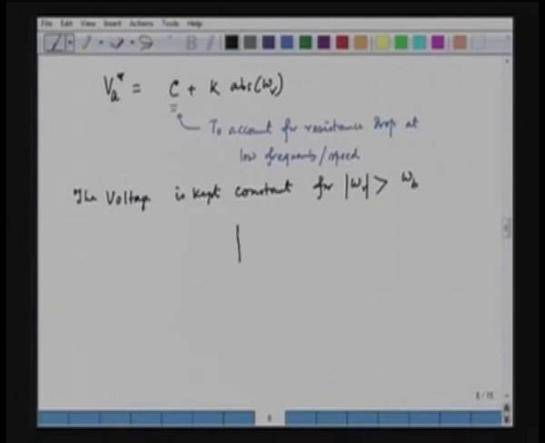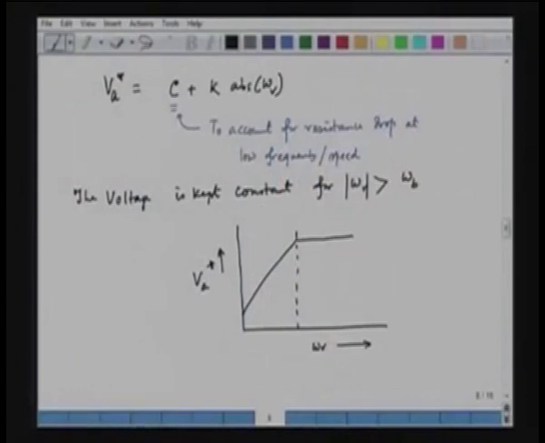So, if we see the function of the voltage, so this is VA and this is our omega r. So, initially we have offset in this case, that is C, and as the frequency or as the rotor speed changes here, the voltage is increased, and then after the base speed is reached, the voltage is kept constant. So, this is the function of VA against omega r, and this is basically done to keep the magnetizing current constant below the base speed.